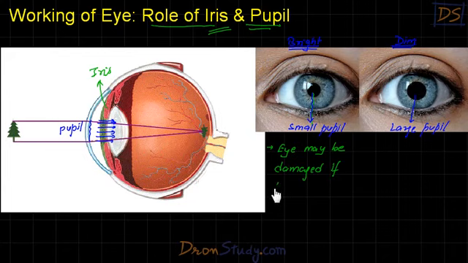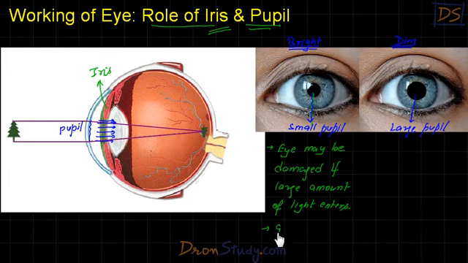If a large amount of light enters, the eye may be damaged. So students, you understand the point now, that if we are sitting in bright light, we need a smaller pupil. If this pupil is small, only a small amount of light will enter and our eye will be safe.